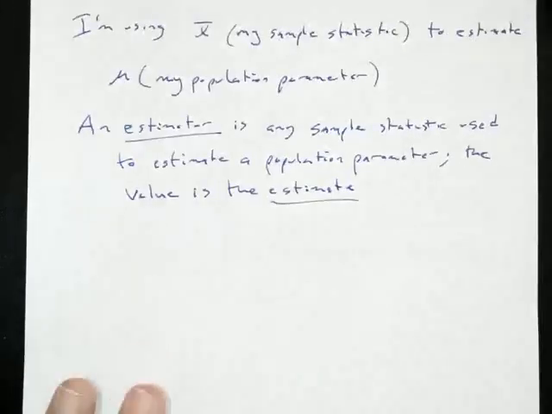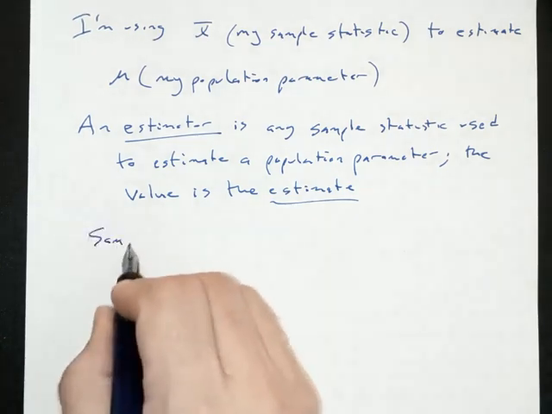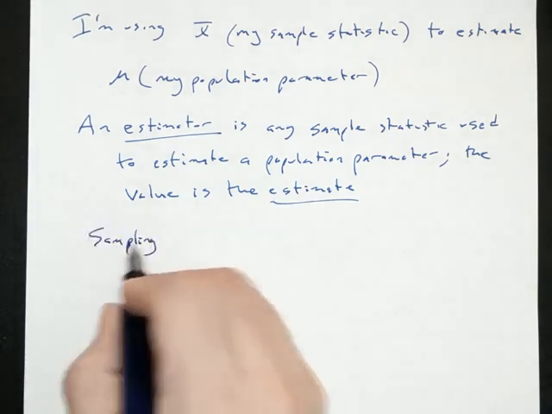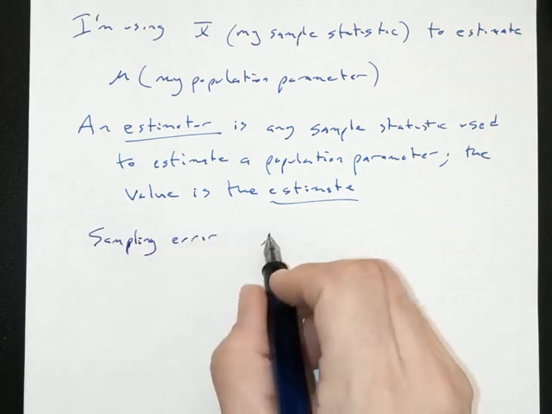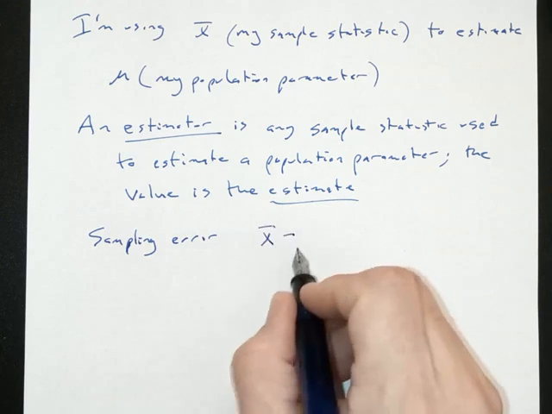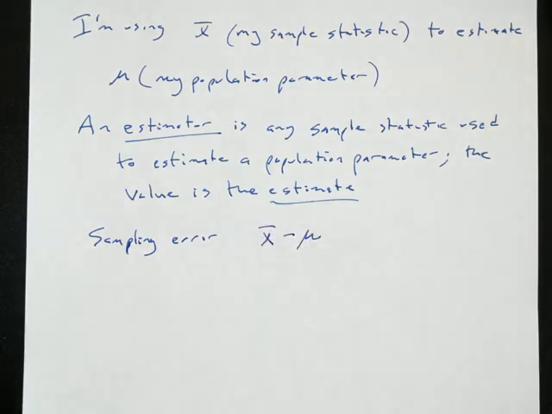Now, that also means I could be off, right? This is an estimate. Estimates are not perfect. So I could get some error here. And the sampling error is the difference between those two.